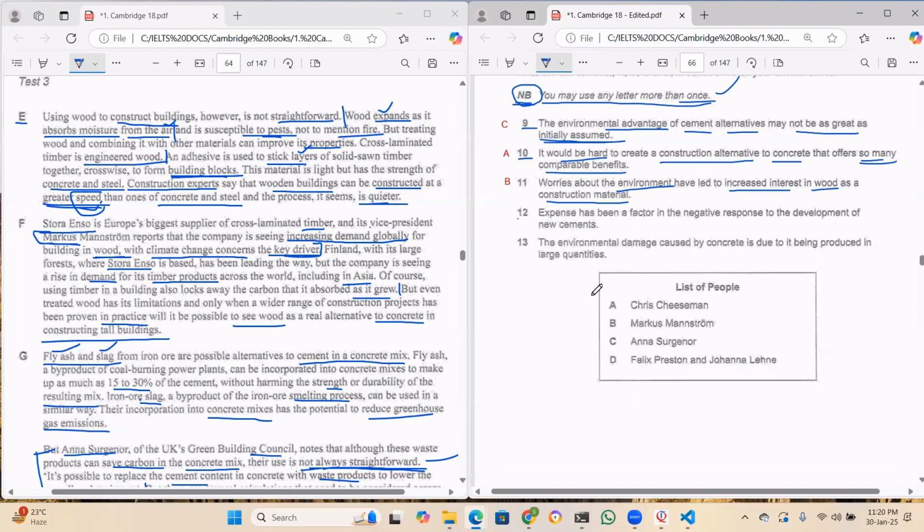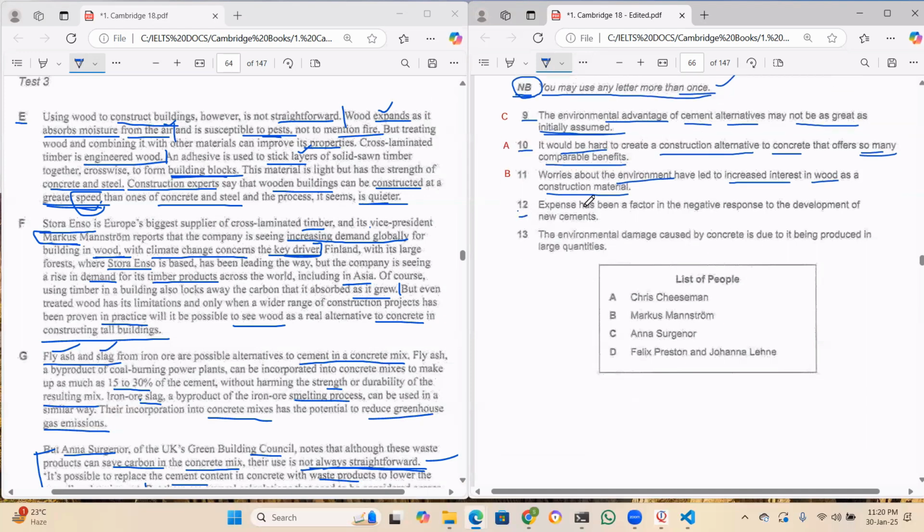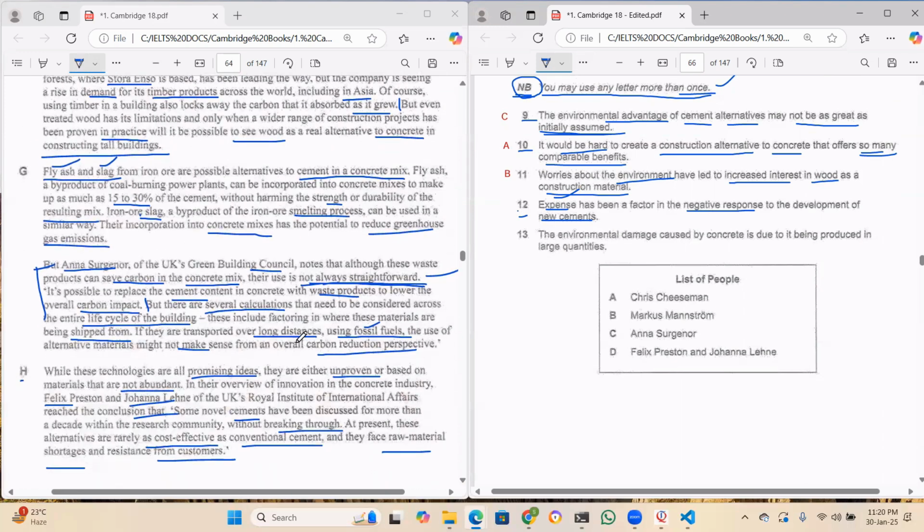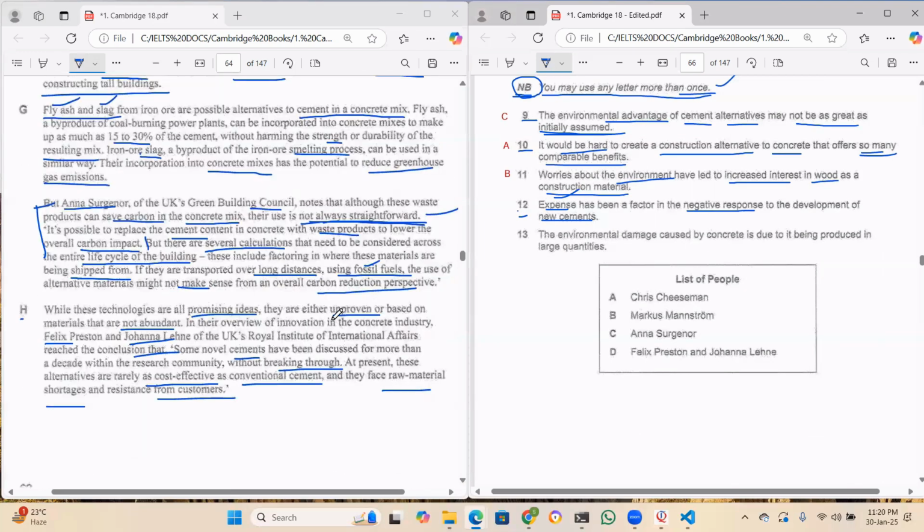Okay. Next, 12th one: expense has been a factor in the negative response to the development of new cements. Someone spoke about expenses. Who's that? Who's the one who spoke about expenses? Anna, did she speak? No. One more guy, Felix and Johanna. What did they say? Let's read it here once.